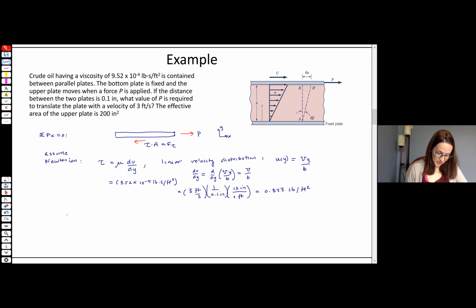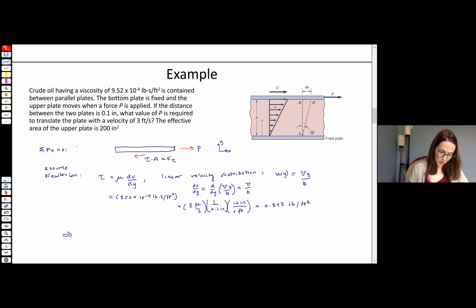What value of P is required? So we can pull this all together now. So we saw if we sum our forces, we've got P is equal to tau times A, right? That's when we sum the forces in the x direction, set them equal to 0, which we should because it's translating without acceleration. So now P is equal to tau times A. So it's 0.343 pounds per feet squared times, we were given 200 inches squared as the bottom surface area of that top plate. If you're projecting looking down, all the plate that's in contact with the fluid. And then of course we've got to convert from inches to feet again.